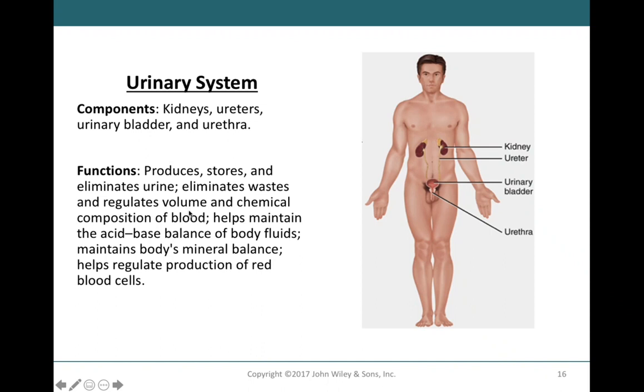So this is also going to help maintain acid-base balance of body fluids. This is going to be a big theme here in Anatomy and Physiology too. But there's also going to be some degree of regulation of red blood cells. But again, our major function here is to excrete wastes as well as to eliminate urine and produce urine in the kidneys. So these are the major functions and components of the urinary system.